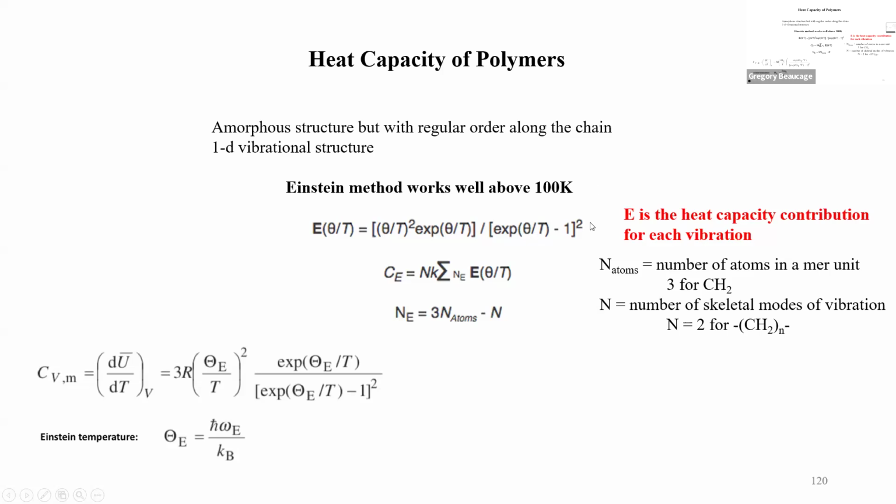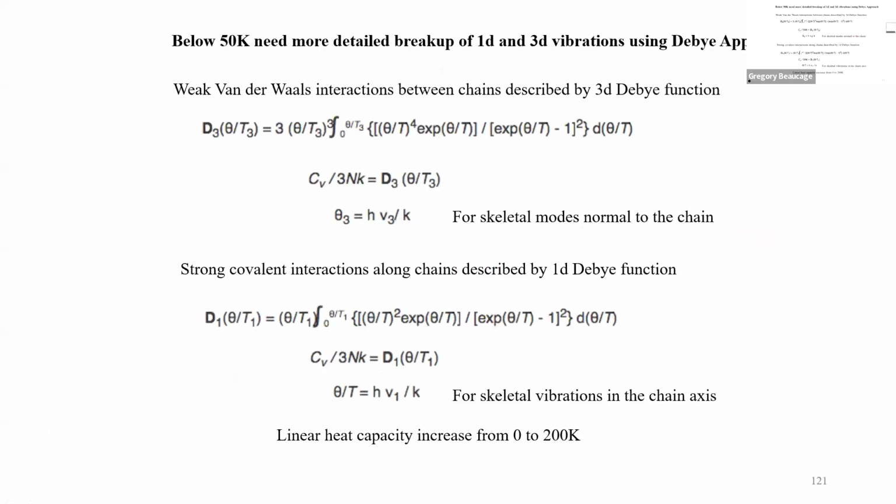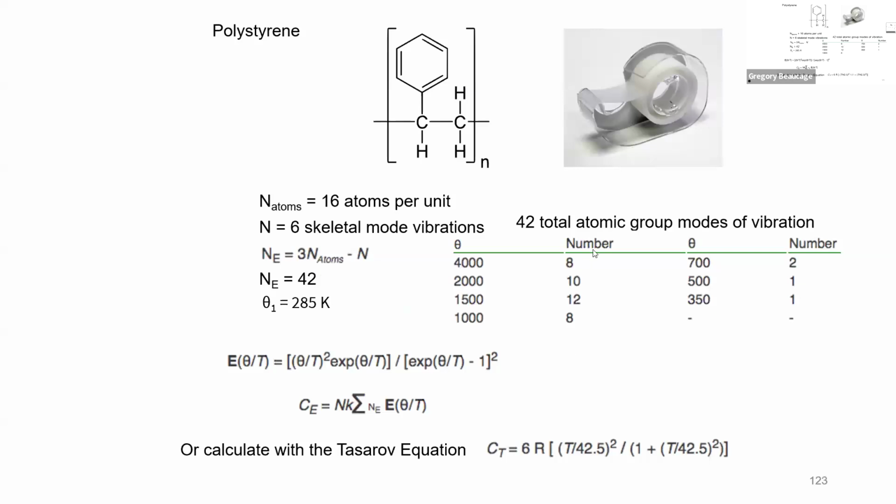So anyway, you add up the molecules on the chain. This is almost like a group contribution method. Like you're going to take each of the groups and they're going to each have a theta associated with it. You can figure out each of the vibrations of the chains. You can have like a table of 42 atomic group modes of vibration for polystyrene. So it's a pretty simple molecule.